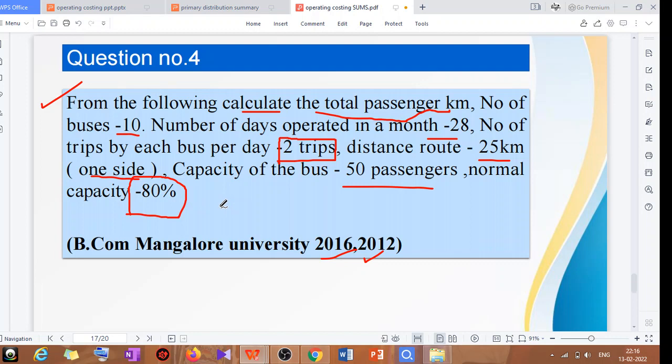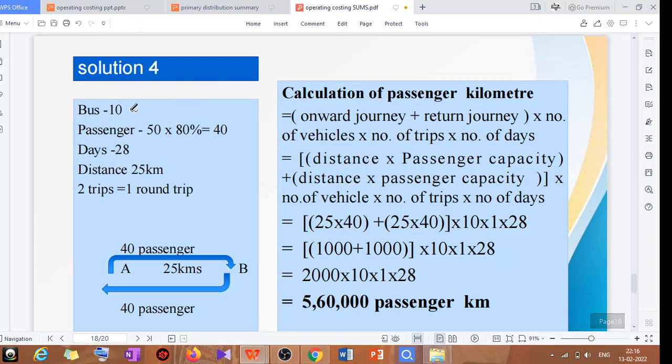Clear. Now you mention all the things, that is number of bus 10, passengers 80% of the capacity. It means 50 into 80%, 40. Clear. Number of days operated 28 days. Distance they have mentioned 25 kilometer one side.